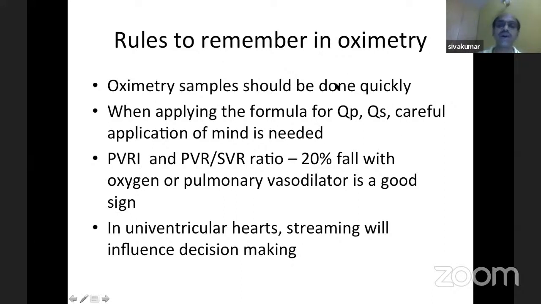We need to understand all these formulas like QP, QS, QEP, PVR, SVR, and we need to remember what is operable and what is non-operable.